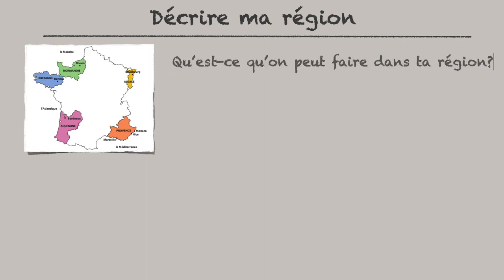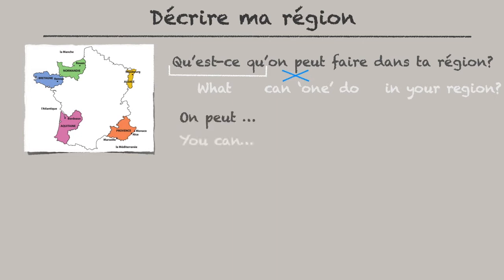Qu'est-ce qu'on peut faire dans ta région? So there we've got that phrase for what again. Qu'est-ce que? What is it that? On peut is literally one can. We would often say, what can you do in your region? But here we've got qu'est-ce qu'on peut faire dans ta région? What can one do in your region? Obviously, we swap that question round in English. Qu'est-ce qu'on peut faire dans ta région?